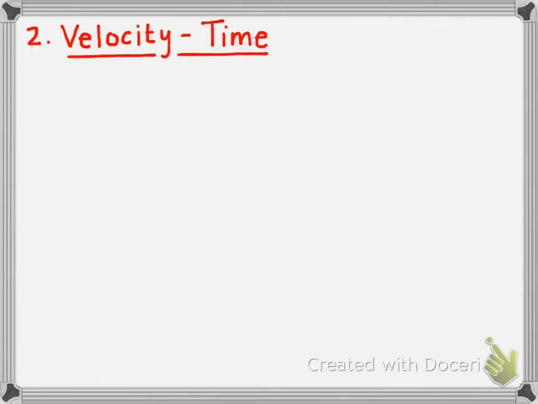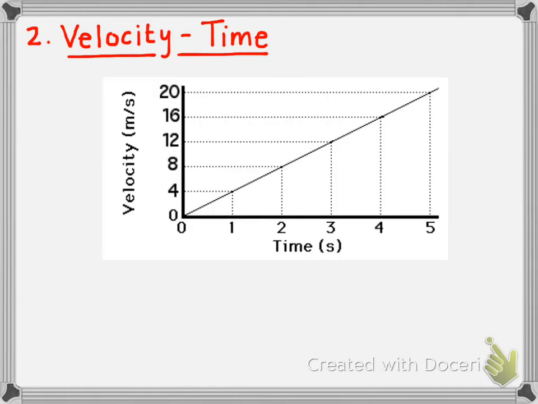Let's go on to our velocity time graphs. Second type of graph we'll come across. Here's a very typical velocity time graph. Your y-axis, you'll notice, is a velocity axis in meters per second, and your x-axis is a time axis.